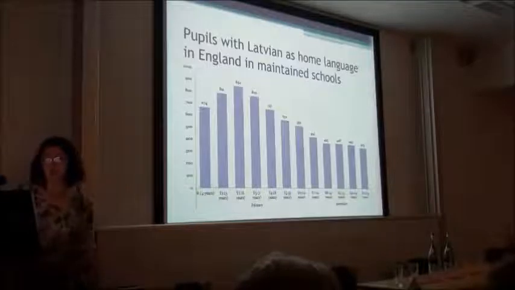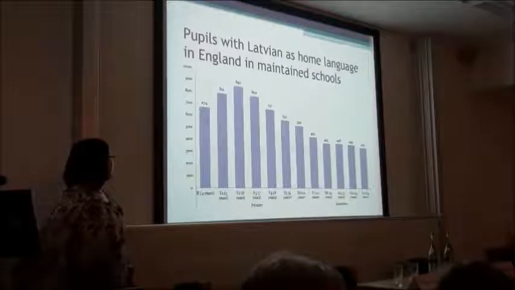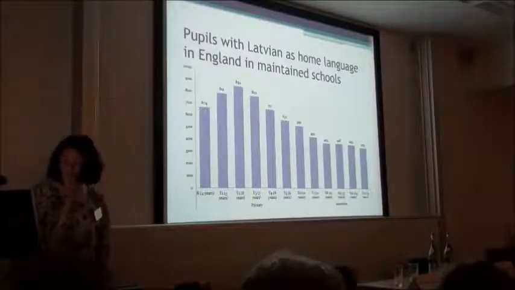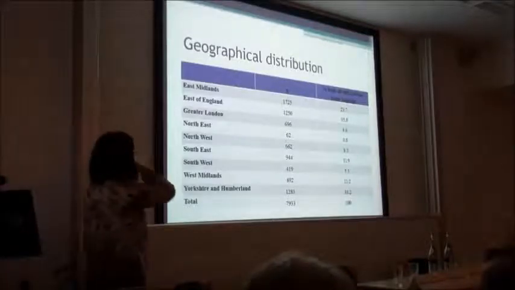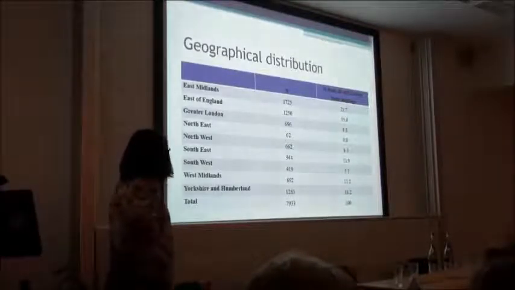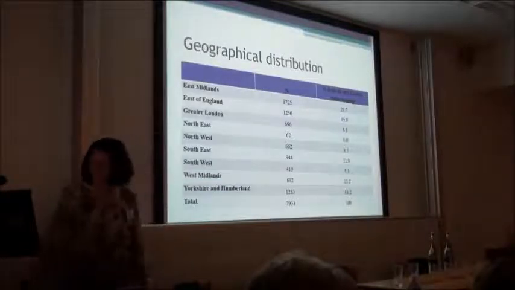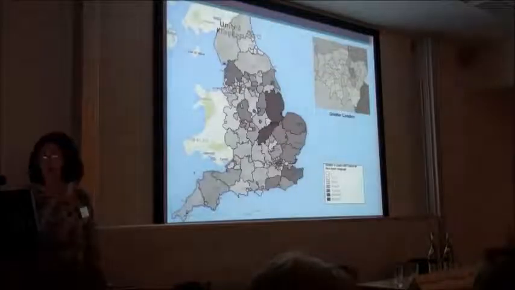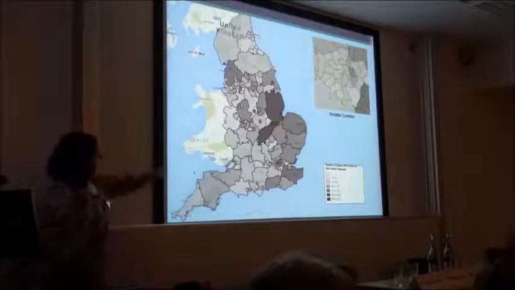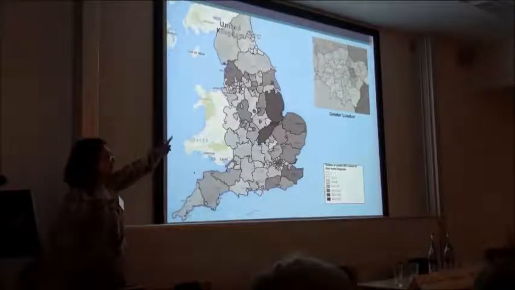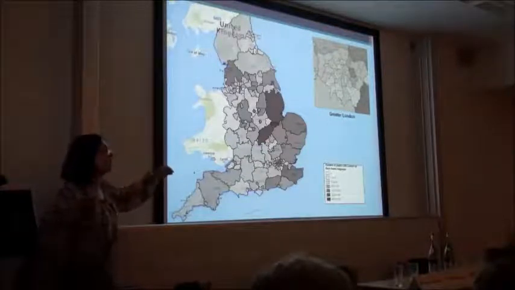And this is just split. The biggest number is the ones who are 6 and 7 years old, again in primary school. Geographical distribution: East Midlands, East of England, and Yorkshire and Cumberland, those kinds of areas. This is just a map to show, and Peterborough and Lincolnshire are the highest. So these are numbers of children.